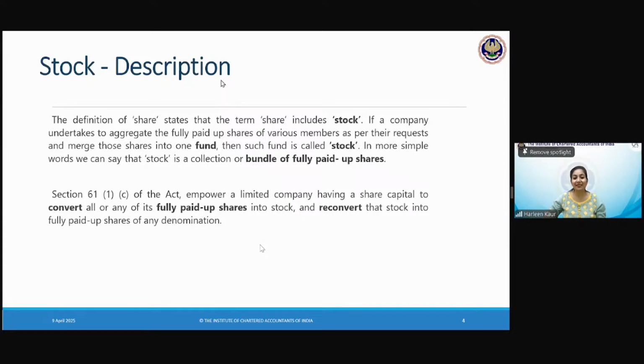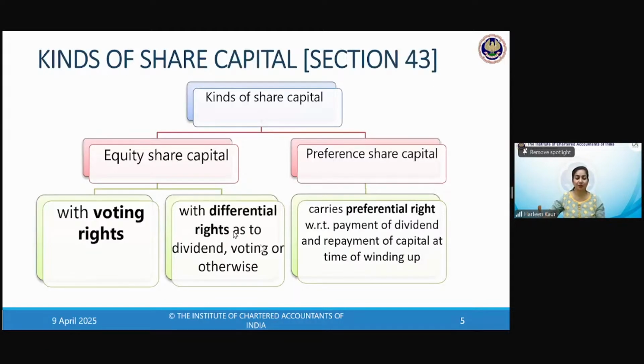An excellent answer given by all of you. Yes, ma'am, it is called stock. So bundle of fully paid up shares is known as stock. And you can convert your shares into stock and reconvert them into fully paid up shares of any denomination.